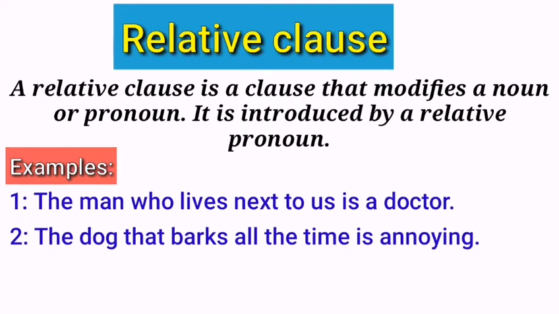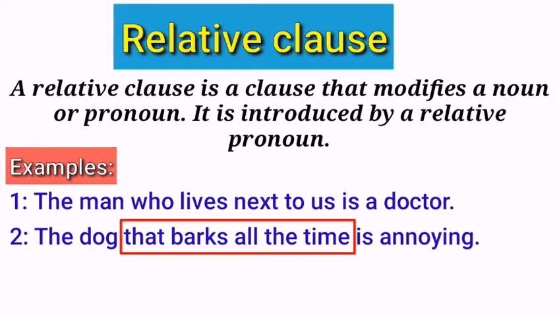Observe this sentence. This group of words, that barks all the time, is basically a relative clause. But how? Simply, this group of words starts with a relative pronoun, that, and the second point is, it is also a group of words, and the third point is, its function is to modify the noun phrase, the dog. Actually, it tells us about the dog which is annoying. Simply, you can say, it describes the dog.